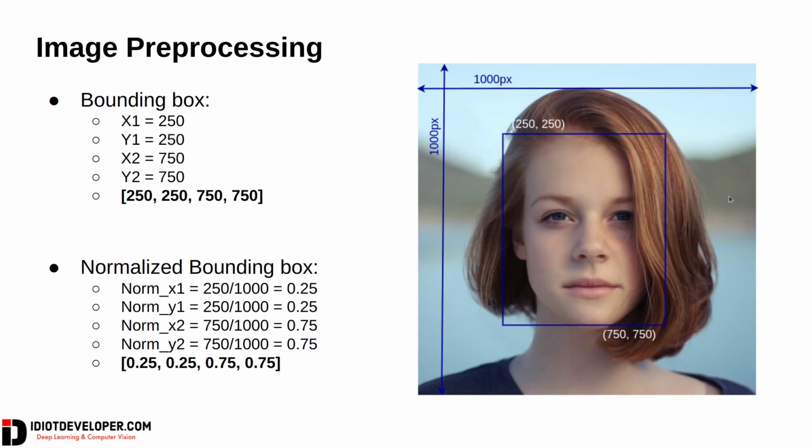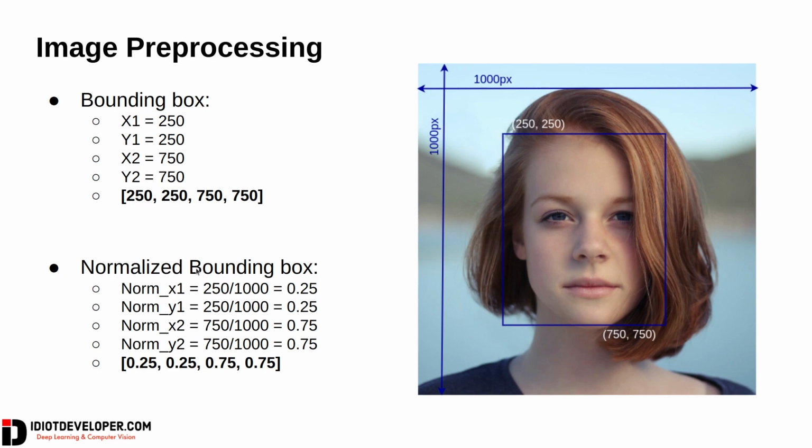Now this is an example. If there is an image, let's assume its height and width is 1000 by 1000. Here you can see the human face which has a top left point x1, y1 of 250 by 250, and the bottom right x2, y2 of 750 by 750. So the bounding box value is 250 by 250 by 750 by 750.